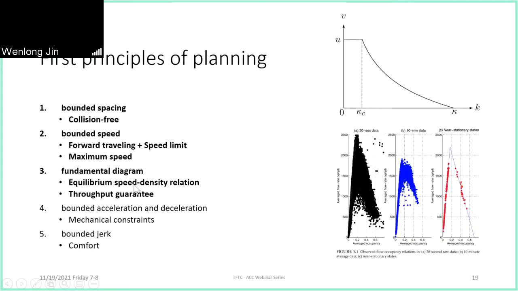And then there's a fundamental diagram. Okay, and there's a bounded acceleration, bounded deceleration, bounded jerk. And among these, the fundamental diagram has been verified through observations. And as said earlier, from Harry's study, the fundamental diagram actually is a consequence of the safe stopping distance principle, as well as clear and free.